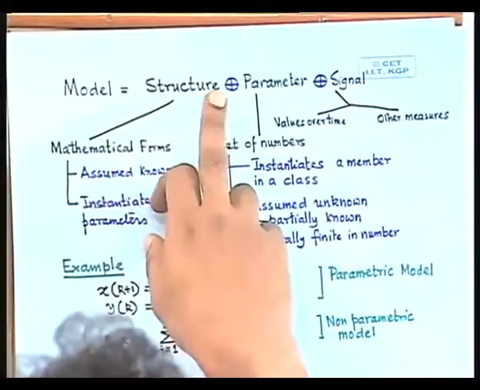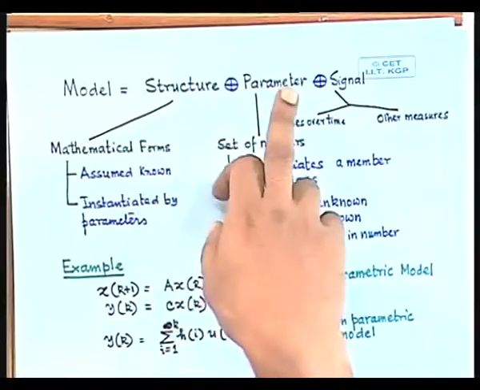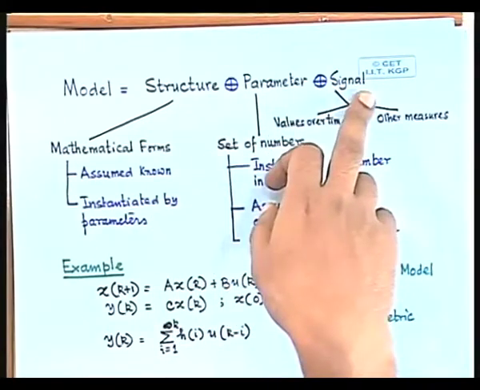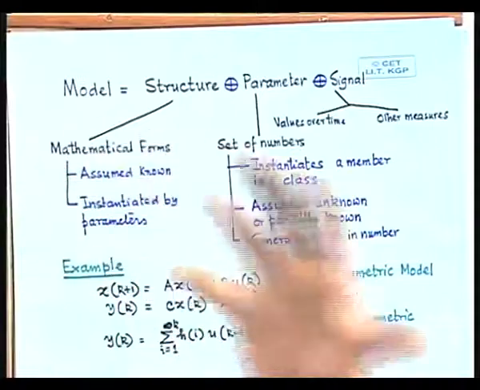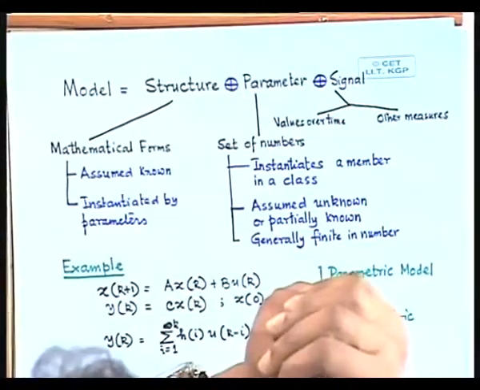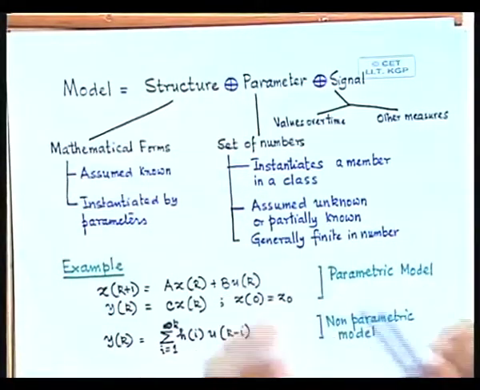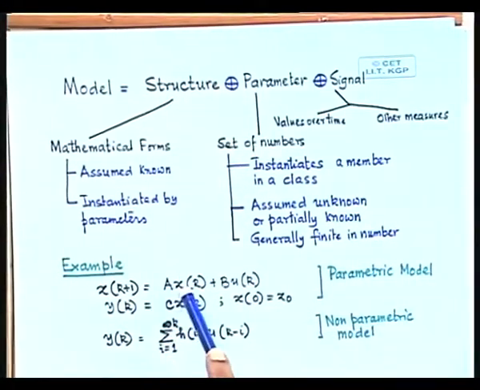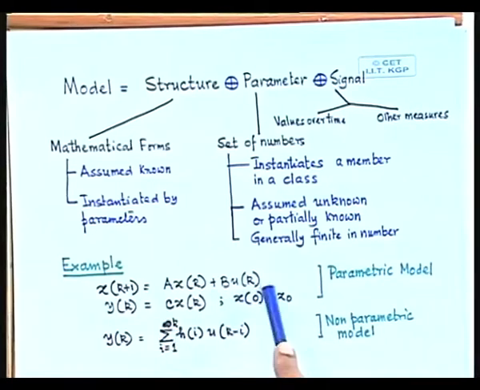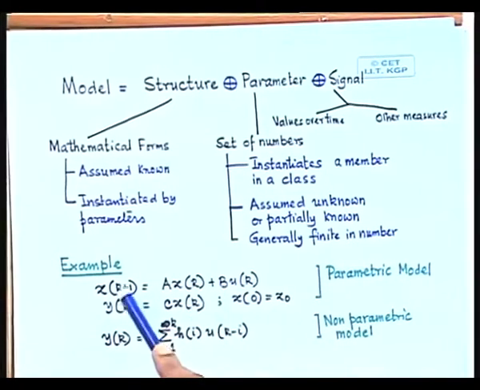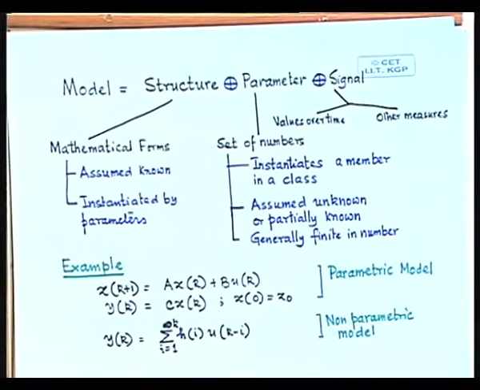So a model is typically made of structure, parameter, and signal values. These are the 3 entities which make a model. So what is the structure? It is a particular mathematical form. For example, if you have x(k+1) equals A x(k) plus B u(k), with x a vector and A an n by n matrix, this particular mathematical form is called its structure. That's how things affect one another.